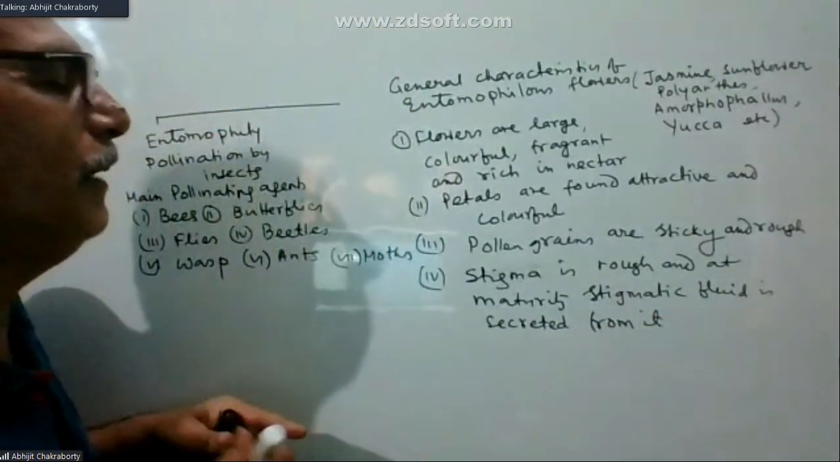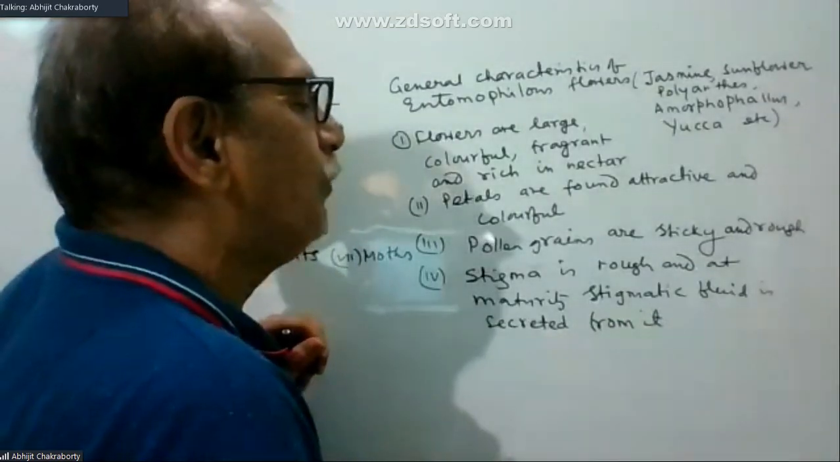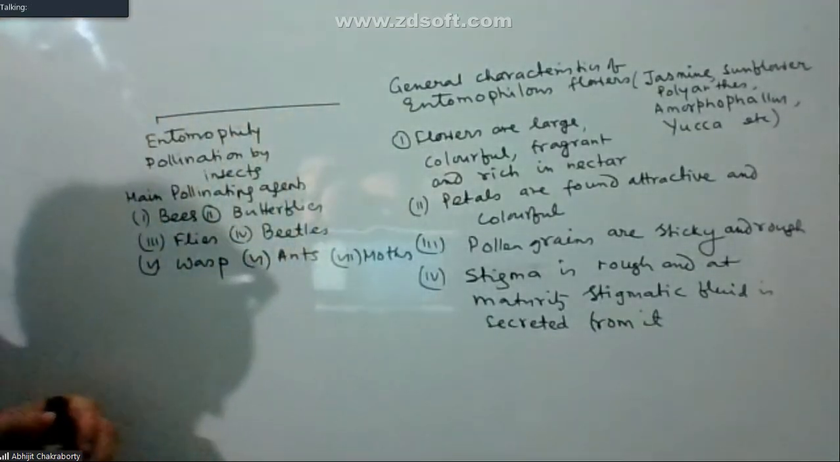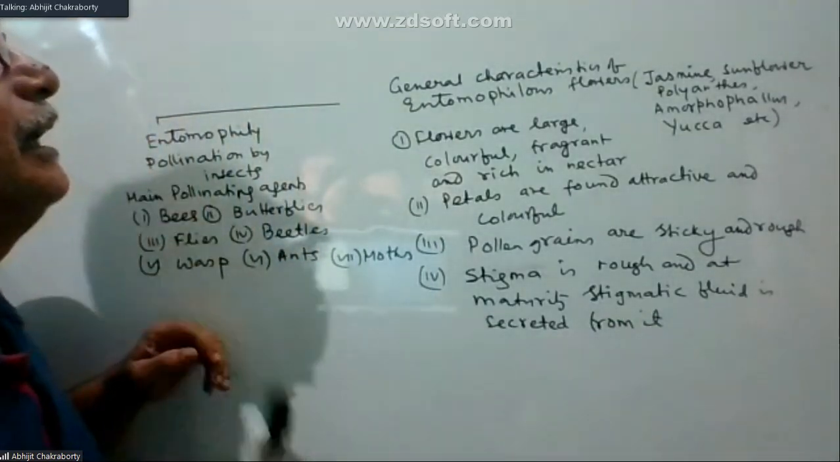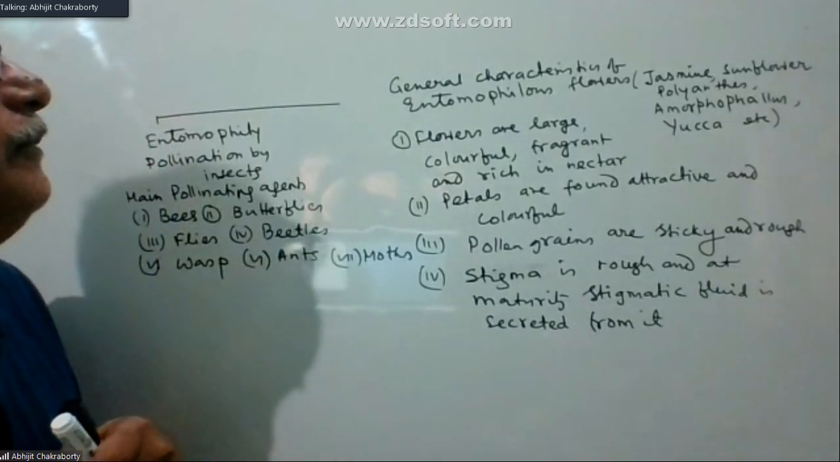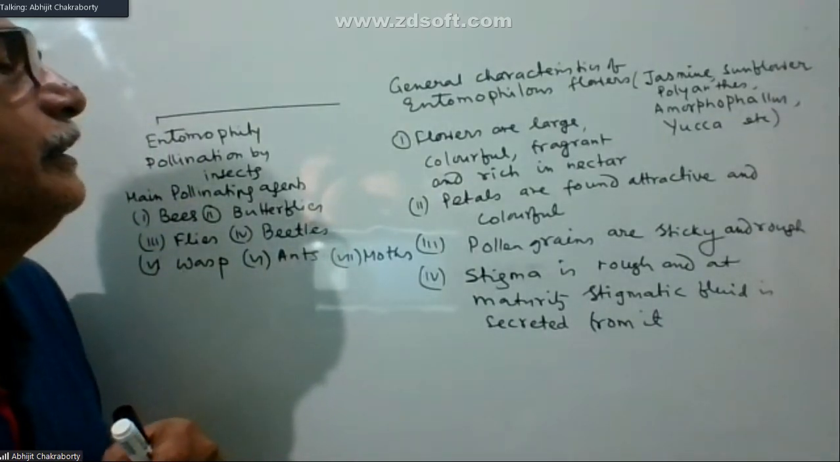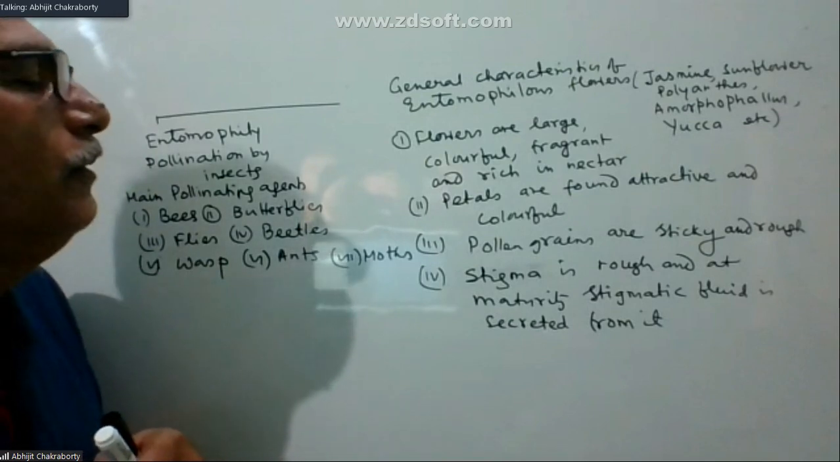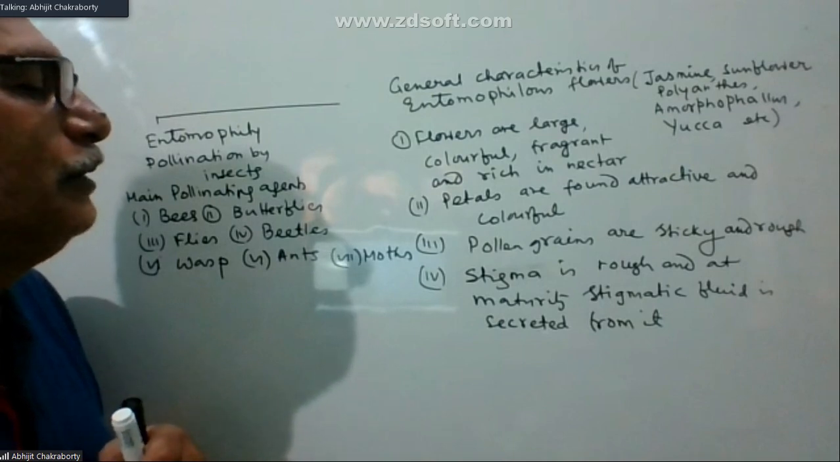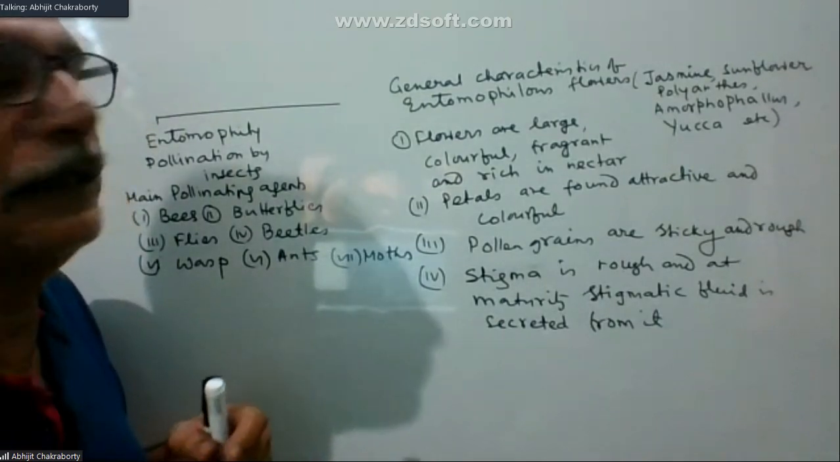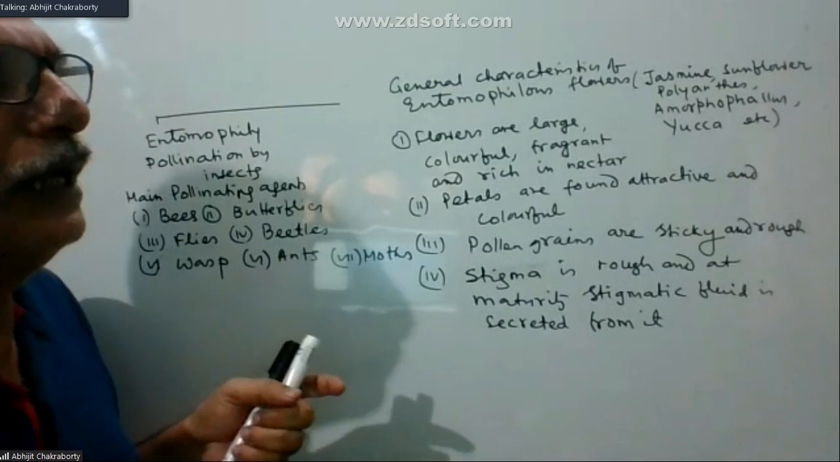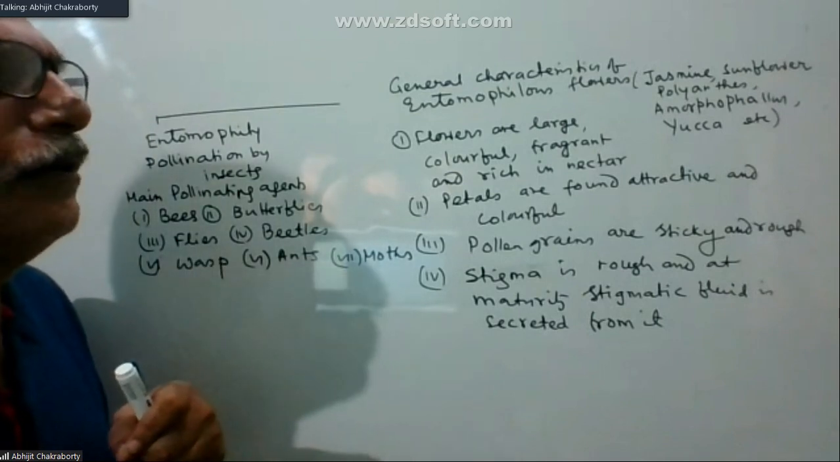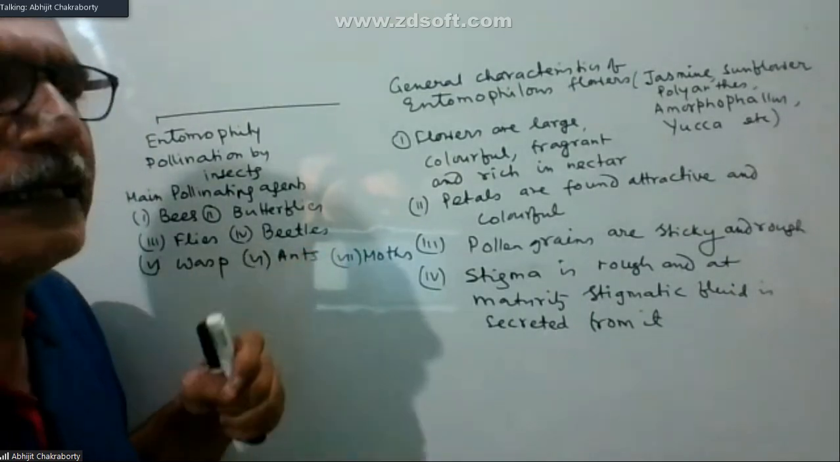Stigma is rough and at maturity stigmatic fluid is secreted from it. So these are the general characteristics of the entomophilous flower. Flowers are large, colorful, fragrant, and rich in nectar. Petals are found attractive and colorful. Pollen grains are sticky and rough. Stigma is rough and at maturity stigmatic fluid is secreted from it. And the nectar is there to attract all these things. Now you see, this is the basic characteristics.